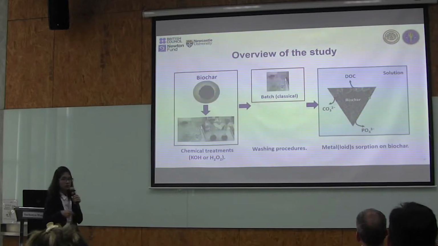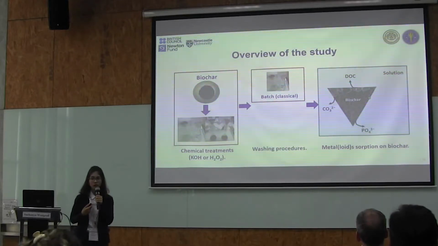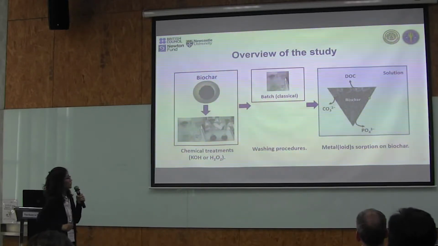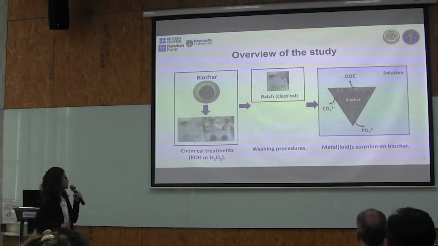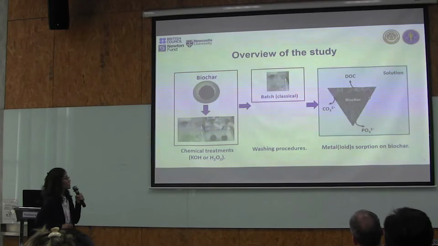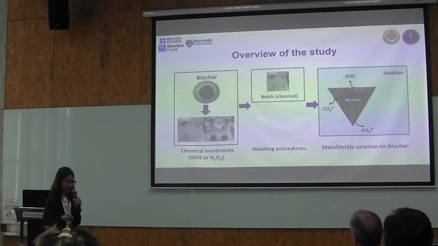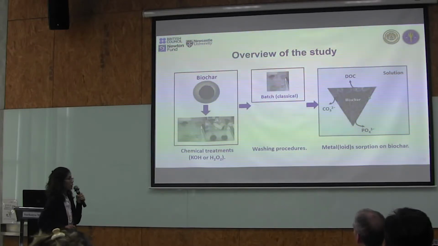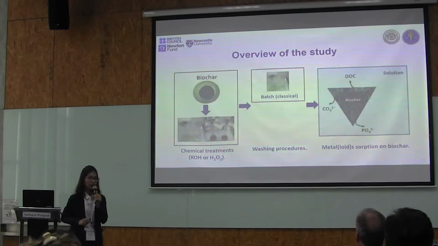Here is an overview of this study. There are three main steps. First, when we got the biochar, we made the chemical modification with these two chemicals. After the chemical treatment, we undergo batch washing, as has been reported in the literature, meaning the biochar is washed in a batch until the pH becomes stable.